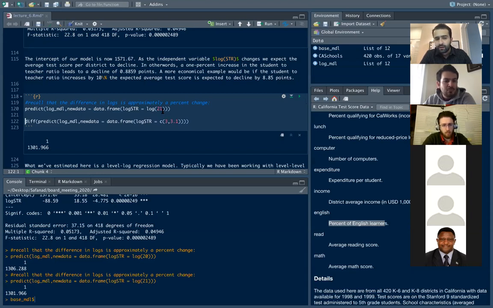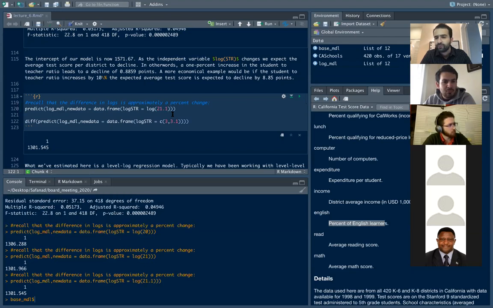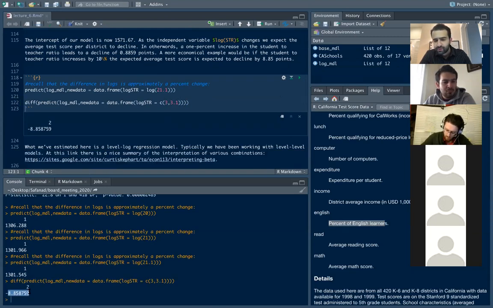Okay, when you're dealing with logs, the difference in logs is approximately equal to a percent change. So, sorry. Here I've written for you guys the difference between the prediction at 3 and 3.1. 3.1 is approximately 10% higher than 3 in logs. The predicted test score is 8 points different. So it's a 10% increase in the student to teacher ratio.